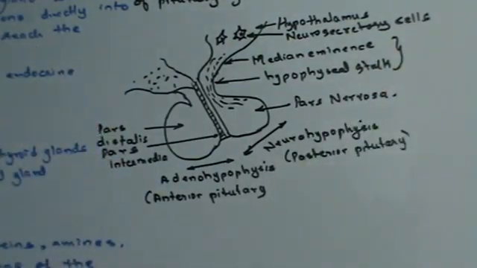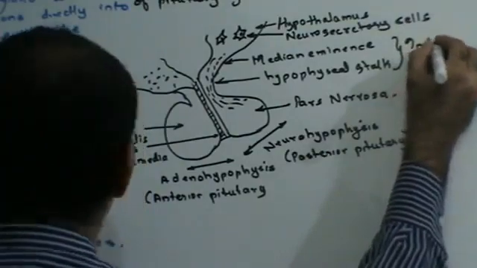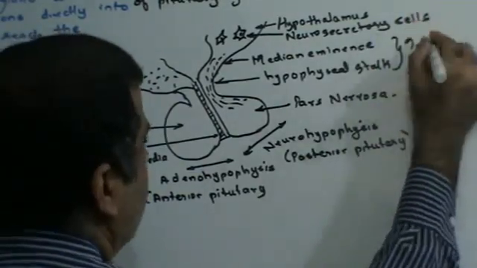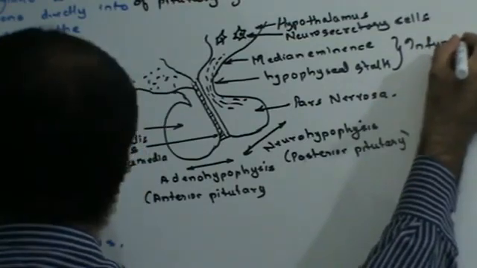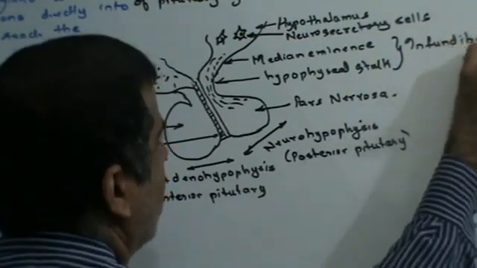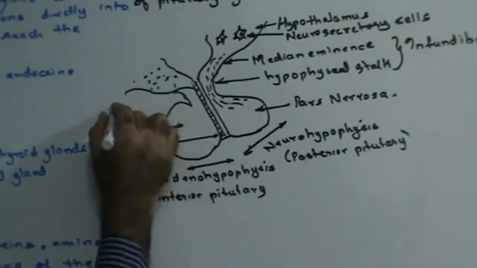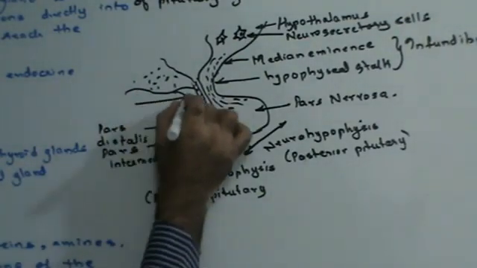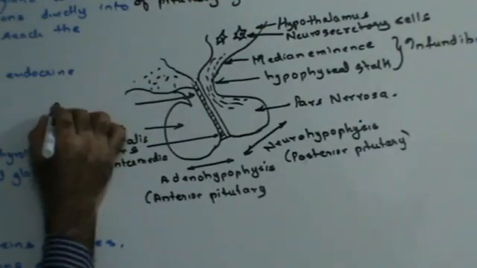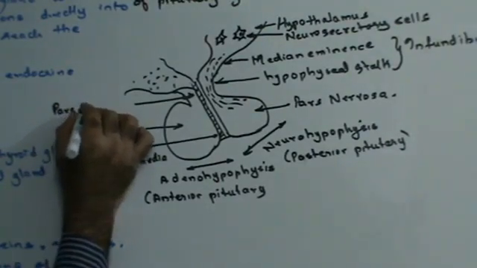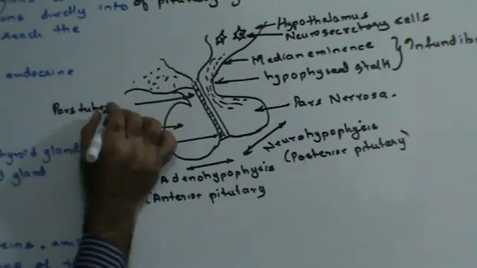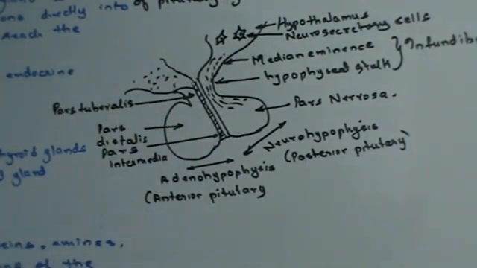And this combined together is called the infundibulum. Right. So those parts, this part here is called the pars tubularis. Right? That's my diagram of the pituitary gland.